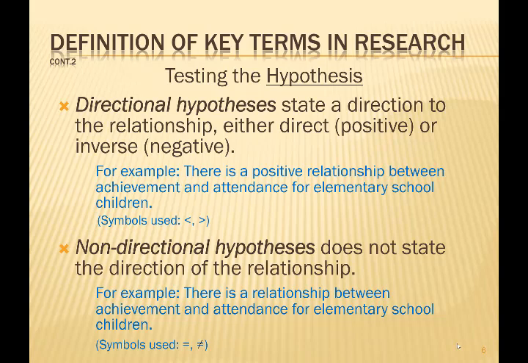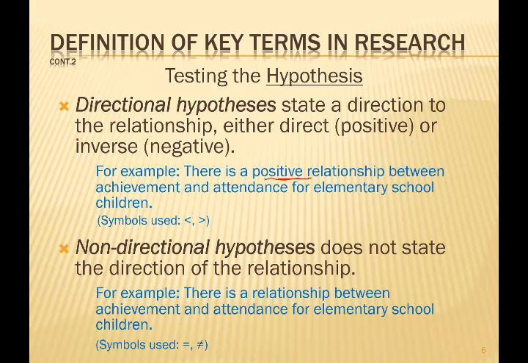For example, here's an example of a directional hypothesis. There is a positive relationship between achievement and attendance for the elementary school children. So positive is the direction that this suggests. Right? So therefore, this becomes a directional hypothesis.